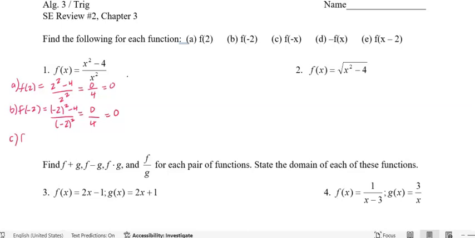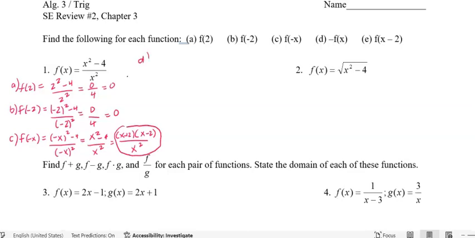Letter C, f of negative x. So we do negative x squared minus 4 over negative x squared. And we simplify, and that is x squared minus 4 over x squared. And it's a good habit to get into to factor when you can. That will open up opportunities to cancel potentially. In this case, it doesn't, but you'll be able to catch those opportunities when they arise.